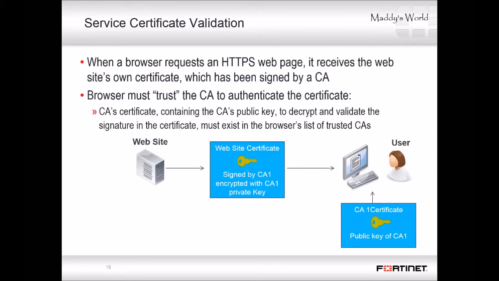The user's browser must trust the CA. In other words, it must have the CA certificate of CA1 installed, which contains CA1's public key. This public key is used to decrypt and validate the signature in the website's local certificate.